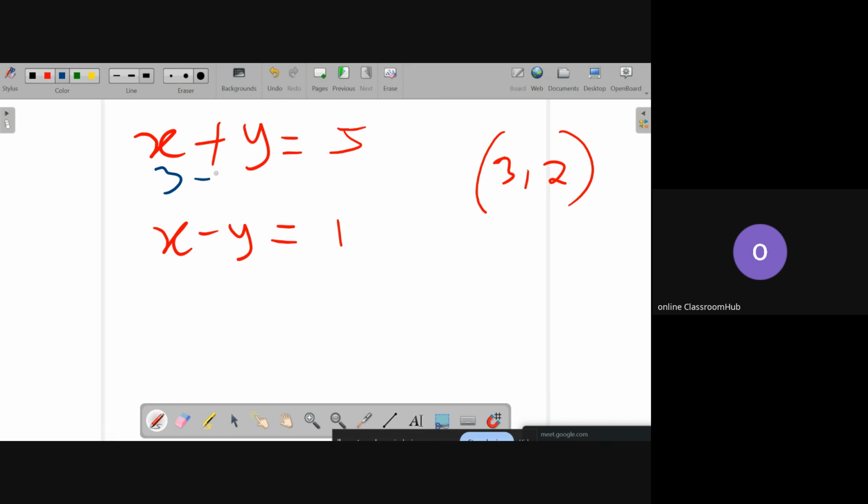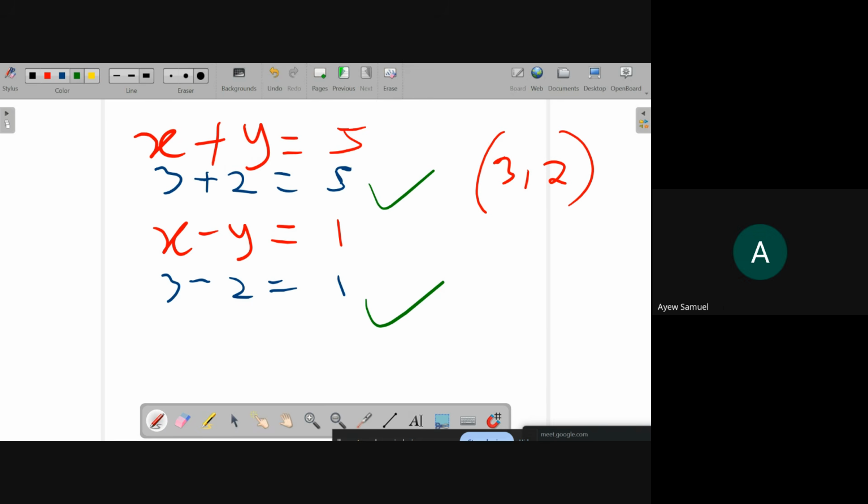Left hand side here, we have 3 and 2. Are we getting 5? Yes. Okay. Now let's see: x is 3 minus y, y is 2. Are we getting 1? Yes. So 3 and 2 are the solutions for the two equations because it satisfies both equations. So this is how you solve simultaneous equations using the graphical method.